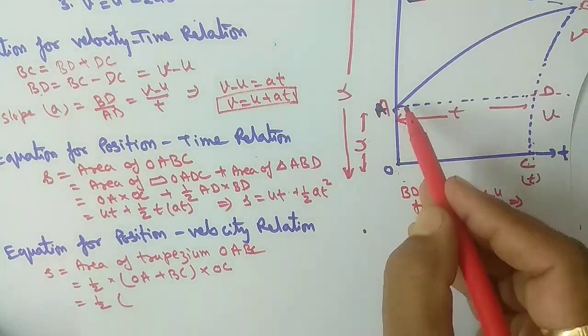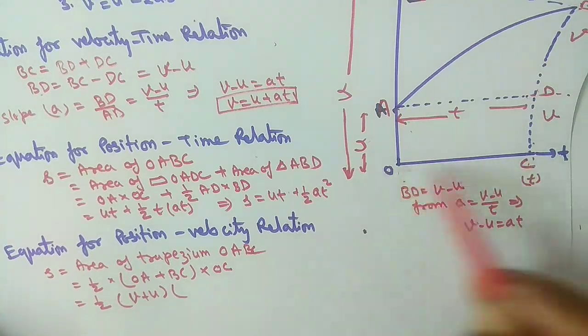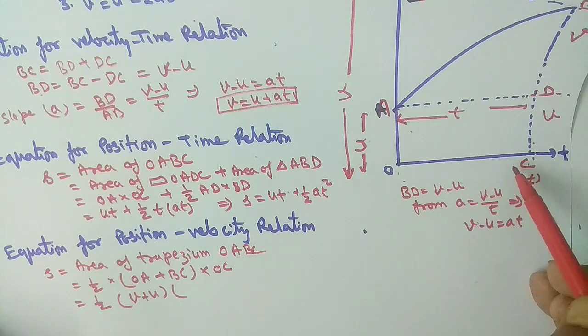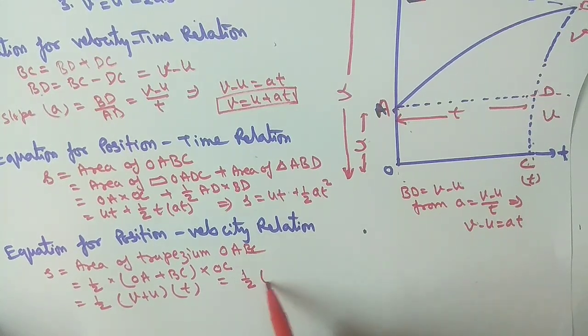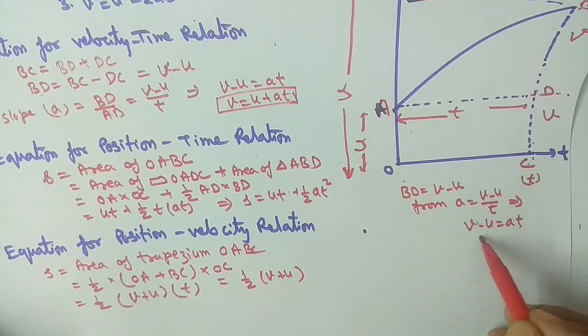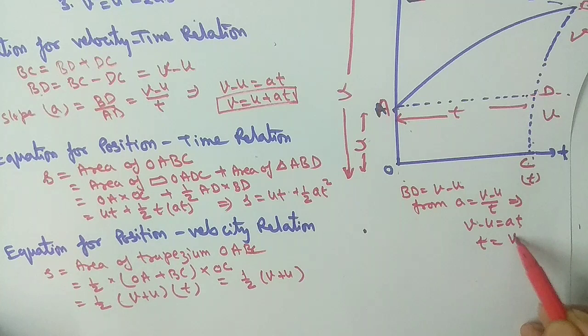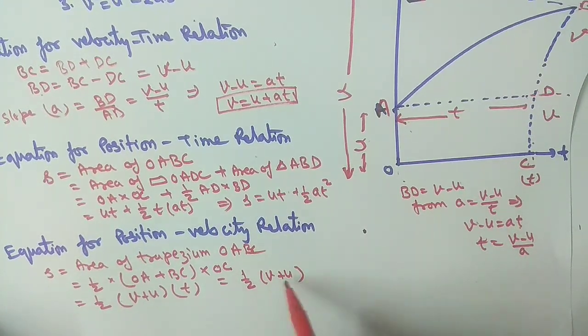Now write half into OA, that is the U, and this is the V. So V plus U you can write, and OC, this is the OC. OC means it is the time. So write here half into V plus U, and T from here you can write T is equal to V minus U upon A. Clear? So OC means V minus U upon A.